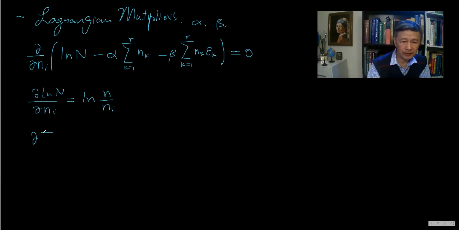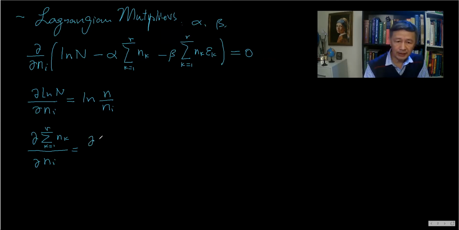So we need to work this out one by one. We need to find the first derivative of the sum of nk, with k from 1 to r, with respect to ni. We have dealt with this first derivative before, because among these nk, only one is identical to ni. Therefore, this term can be simply written as the derivative of ni with respect to ni, which is unity. So the sigma vanished.